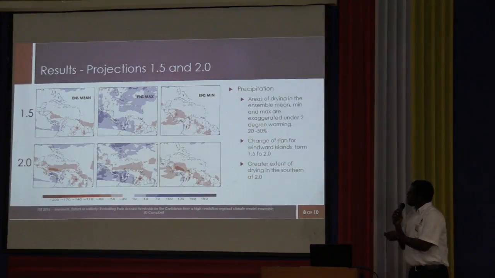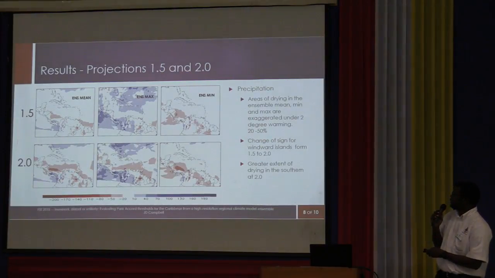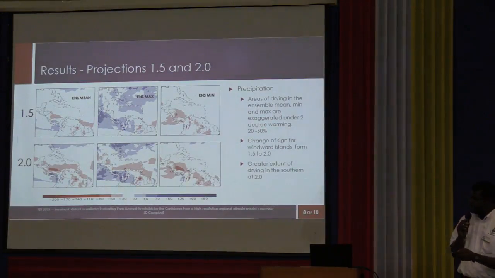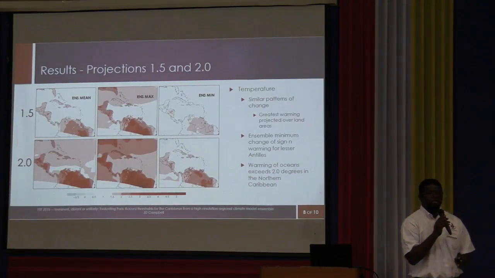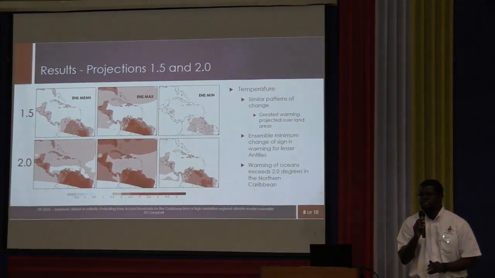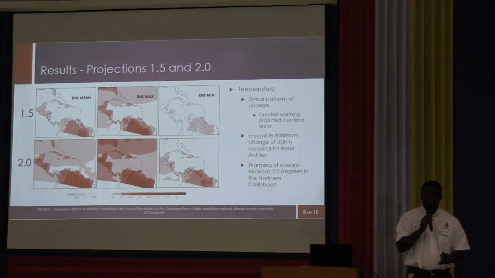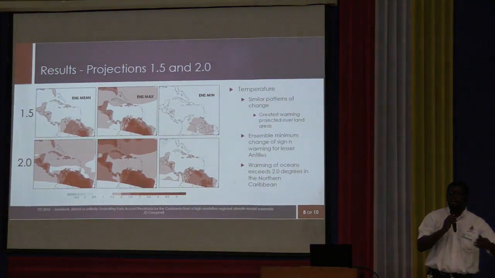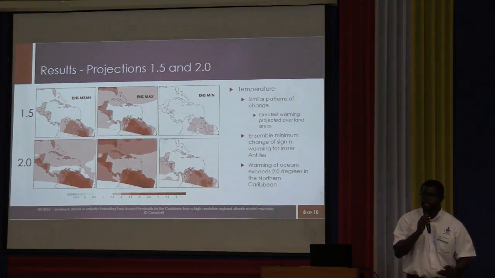All right. The greatest extent of drying is in the Southern Caribbean at the 2 degree mark, and you can see a change of sign over the Windward Islands in 1.5 versus 2 in the extreme. On temperatures, please note, the globe being at 1.5 does not mean that the Caribbean is at 1.5. The globe being at 2 degrees does not mean that the Caribbean is necessarily at 2 degrees. And the key thing I note from this map is that the globe having a difference of 0.5 degrees does not mean that the difference for the Caribbean is 0.5 degrees, right?